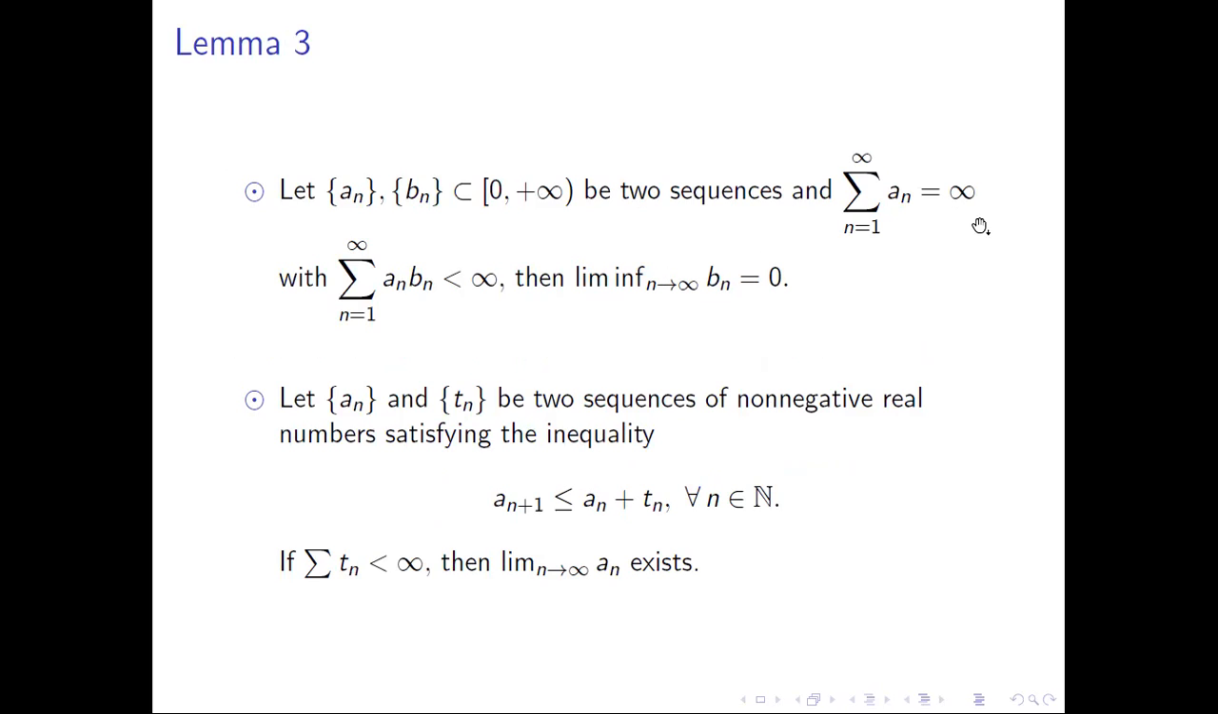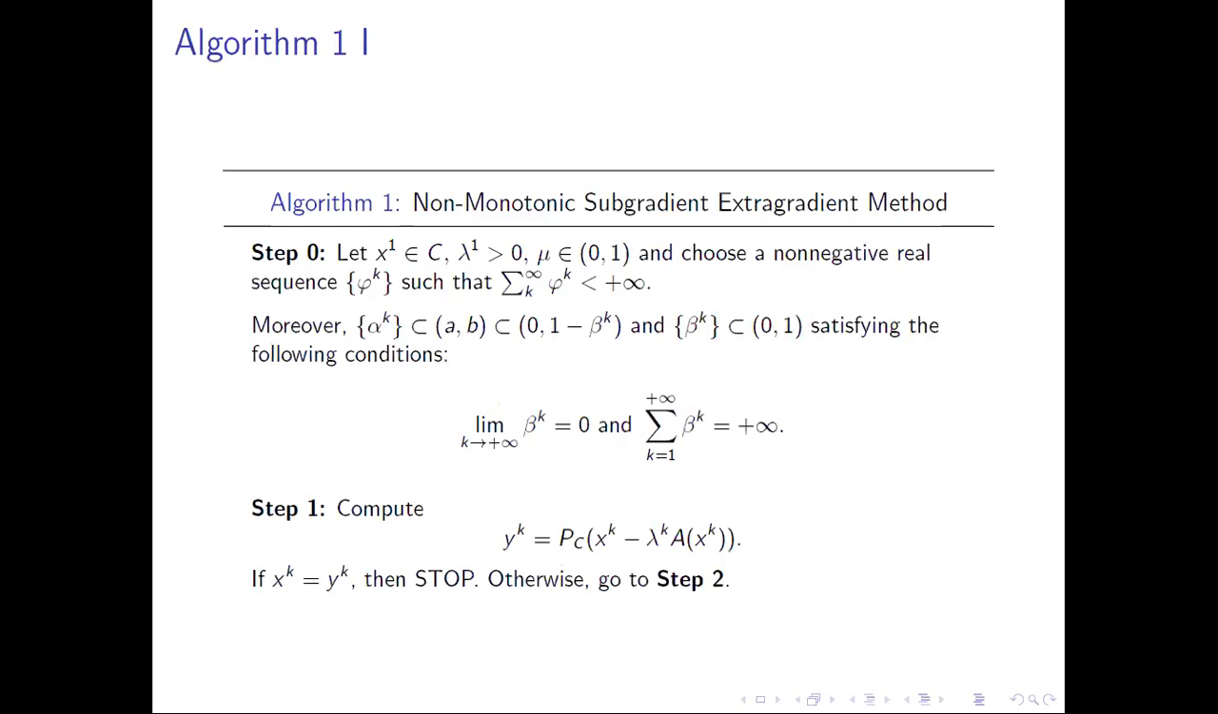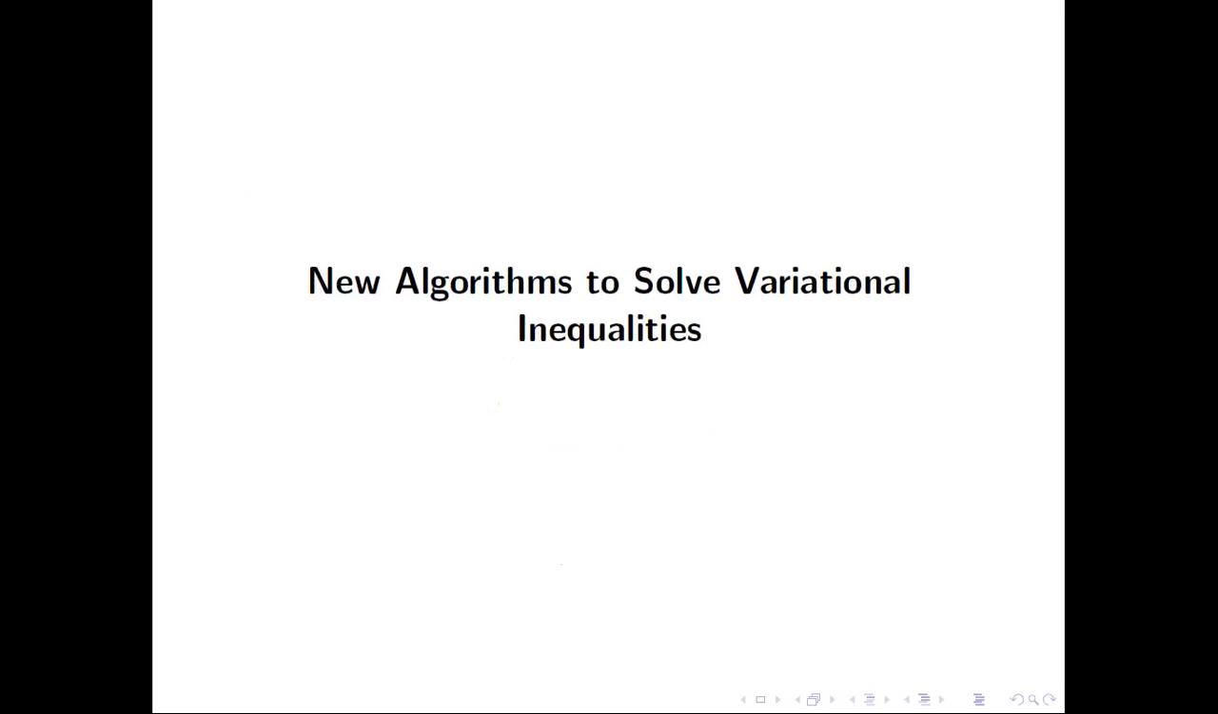There are two sequences. One sequence satisfies this condition, and if we have this, then the second sequence satisfies this condition. Similarly, there is another result which is useful to prove convergence of a sequence. A new algorithm to solve variational inequalities. There are two algorithms in this section to solve variational inequalities, and the operator is quasi-monotone.